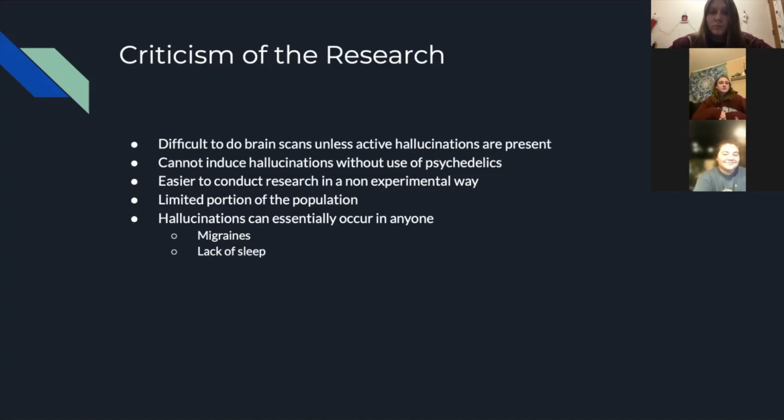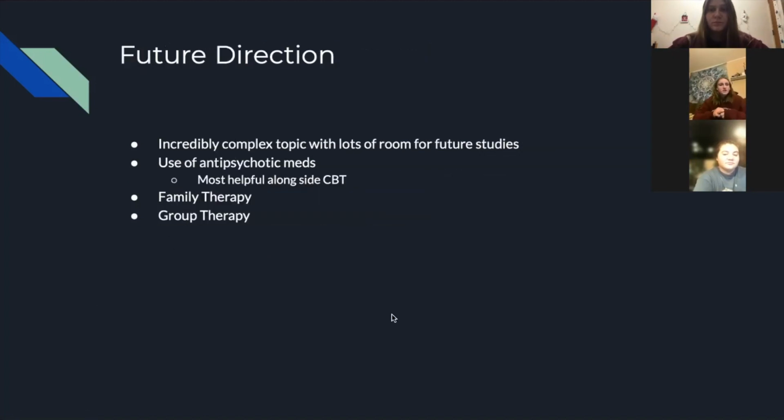Another thing is hallucinations can essentially occur in anyone. So there was a mention of people experiencing migraines with auras. The aura was considered a hallucination. And hallucinations can also occur from lack of sleep. So there's a wide variety of reasons why someone can hallucinate outside of just psychedelics and mental illness. So some future direction for the study of hallucinations themselves is that it is an incredibly complex topic. So they do have a lot of room for future studies and what they do with those.